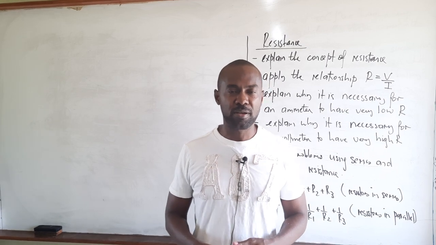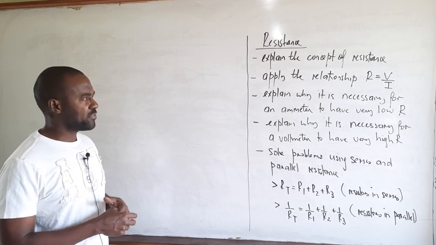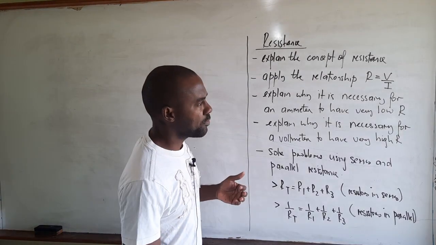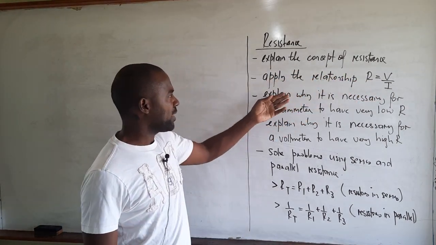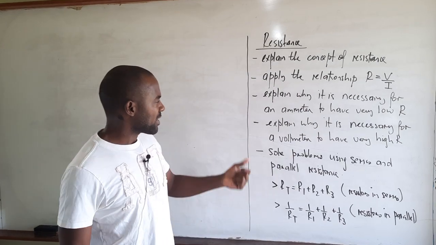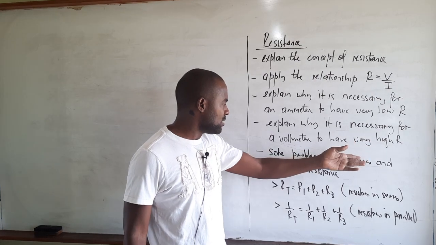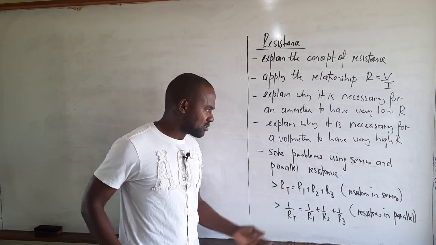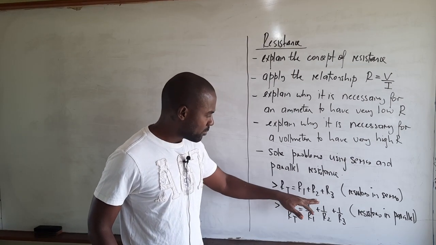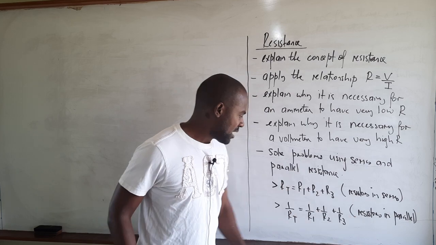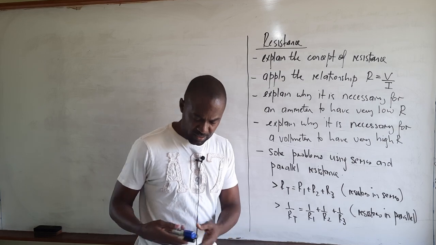In this video, we'll continue to look at electricity and we'll be taking a look at resistance, right? So according to the CSEC physics syllabus, these are the requirements that we need to cover under the topic of resistance. So we need to be able to explain the concept of resistance, apply the relationship R equals V over I, explain why it is necessary for an ammeter to have very low resistance, explain why it is necessary for a voltmeter to have very high resistance, and of course solve problems using series and parallel resistance, and in particular using the equations RT equals R1 plus R2 plus R3 for resistors in series, and of course 1 over RT equals 1 over R1 plus 1 over R2 plus 1 over R3 for resistors in parallel.